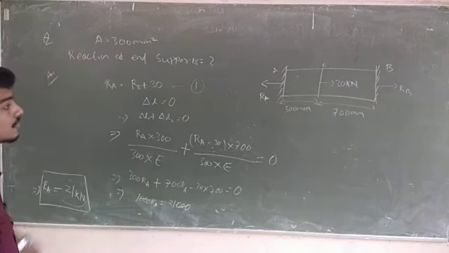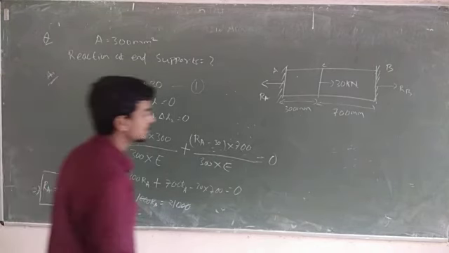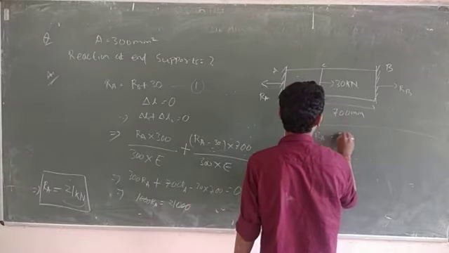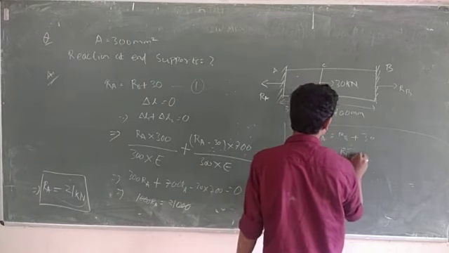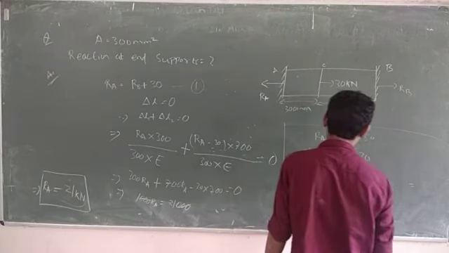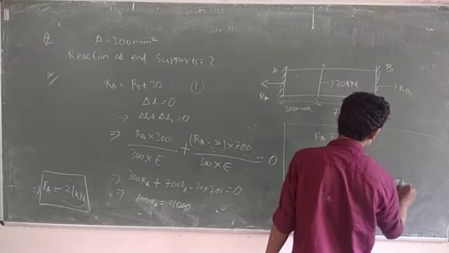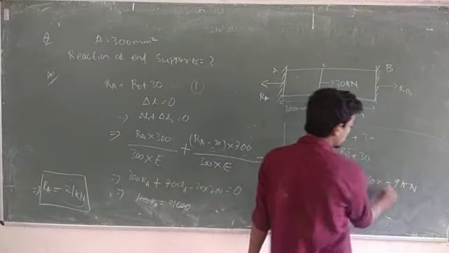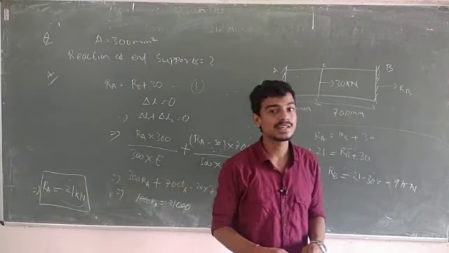Okay, so if RA is 21 kilonewton, just put it in this equation. RA equal to RB plus 30. So put RA equal to 21: 21 equals RB plus 30. So RB will be equal to 21 minus 30, that is minus 9 kilonewton. So the load value cannot be minus, yes or no? The load value should be positive. So what is the problem here? Why am I getting negative? Because I have taken the wrong direction.